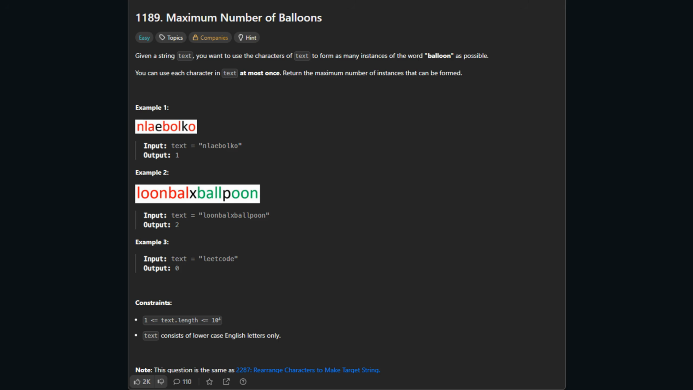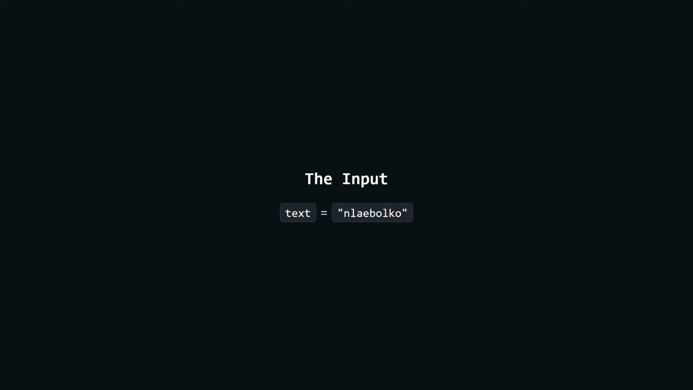Here is the problem page, but let me quickly summarize what they actually want us to do in simple terms. We are given a jumbled string of lowercase letters, and our goal is to see how many times we can spell the word balloon using those jumbled characters. The only catch is we can only use each character from the original text once per word we form.